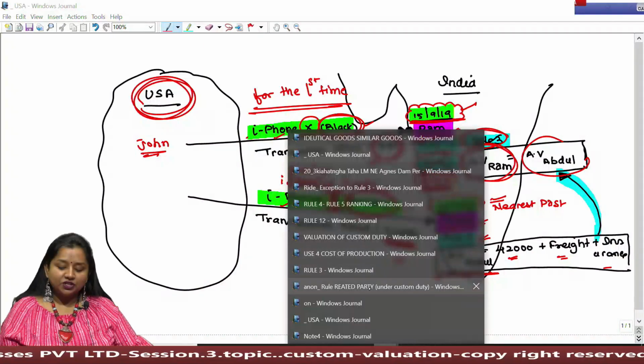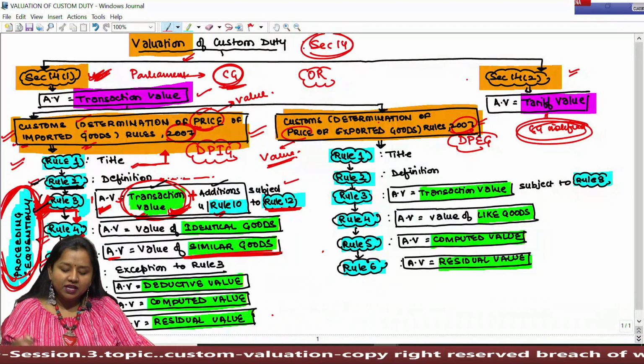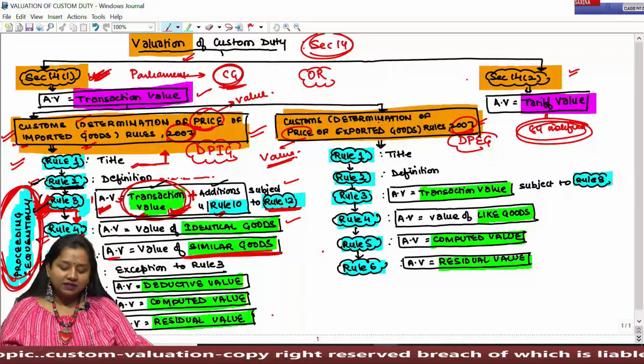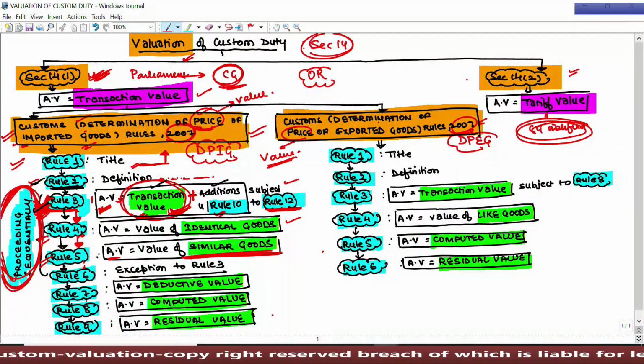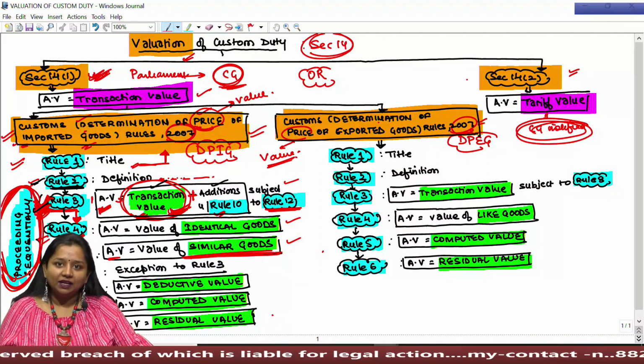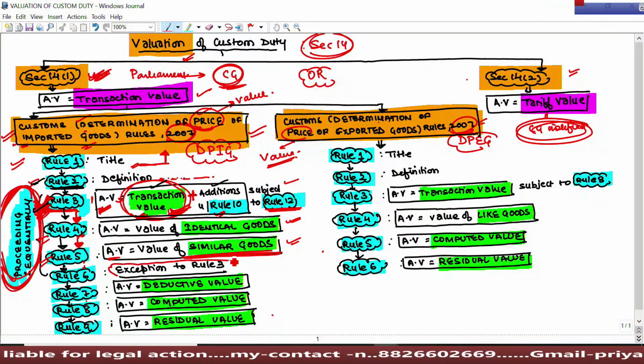So, by proceeding sequentially, we can conclude that if Rule 3 cannot be applied, then go for Rule 4, where the value of identical goods needs to be considered as AV. If Rule 4 is not applicable, then apply Rule 5, where the value of similar goods is to be considered as assessable value. Now, I am just briefing the concept. We will consider all these rules individually by taking up practical questions alongside. Just have a brief look right now, that if identical goods and similar goods are both not available, then by proceeding sequentially we shall move forward to Rule 6.